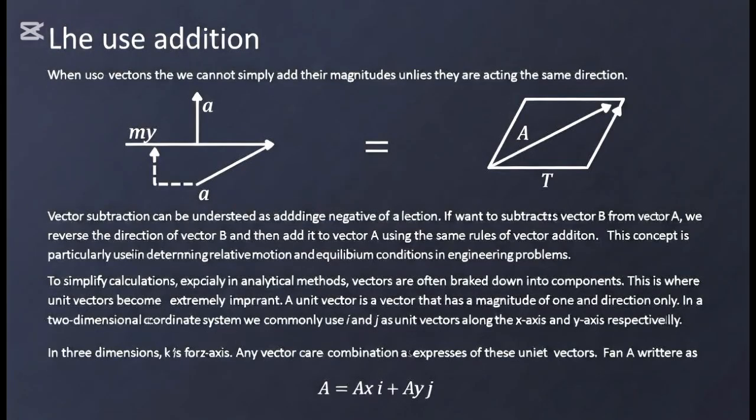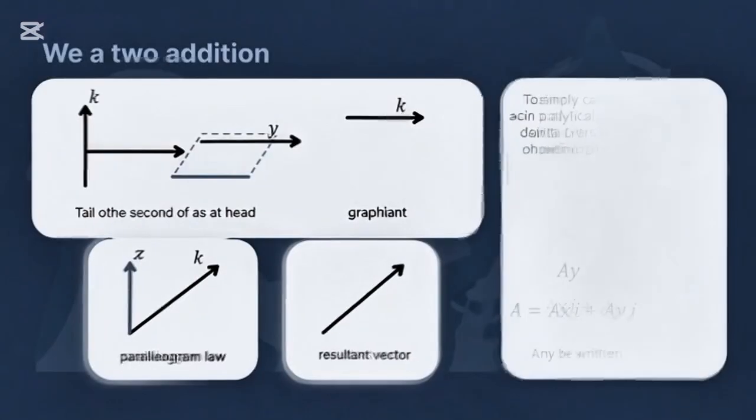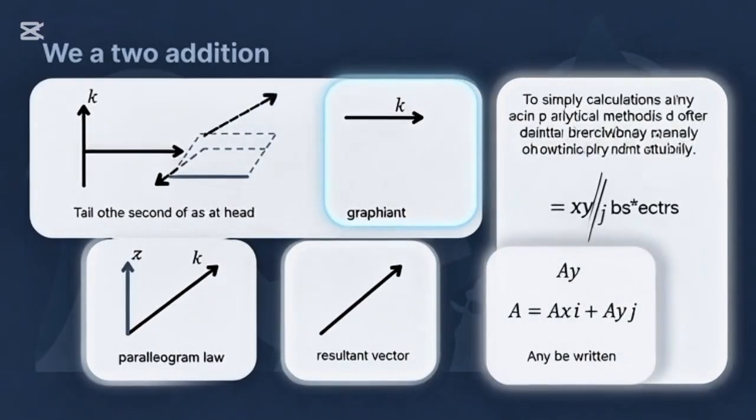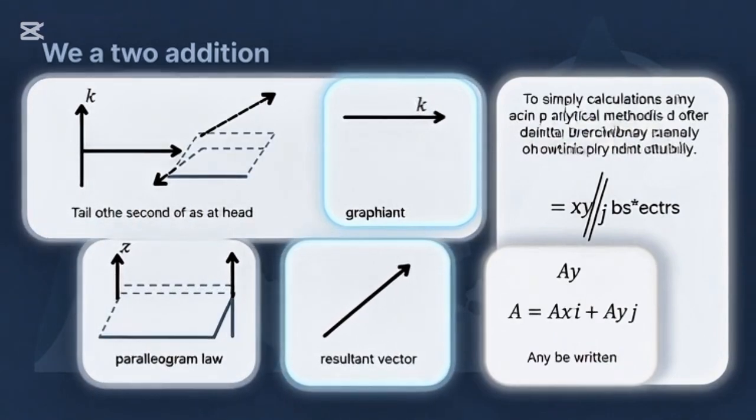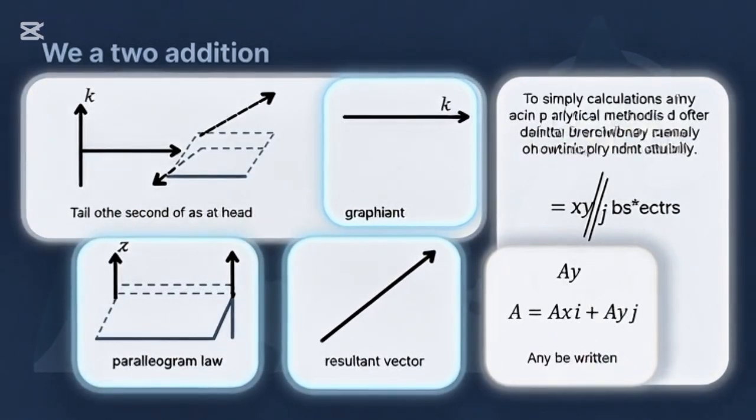For example, a vector a can be written as a equals axi plus ayj, where ax and ay are the components of the vector along the x and y directions. This representation makes it much easier to perform vector addition and subtraction, as we can simply add or subtract corresponding components. Unit vectors not only simplify calculations, but also provide a standardized way of expressing direction in space. This is especially useful in civil engineering, when analyzing forces in structures, calculating moments, or solving equilibrium problems.